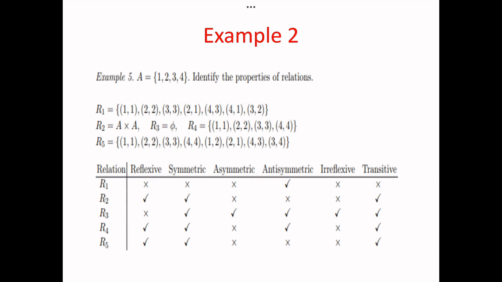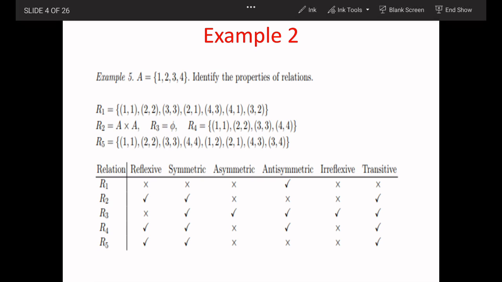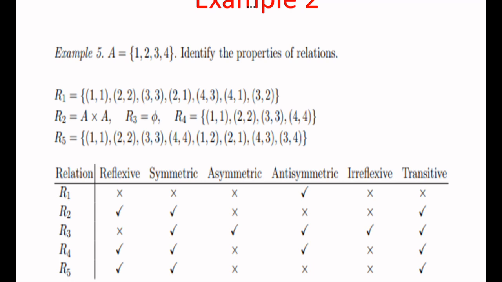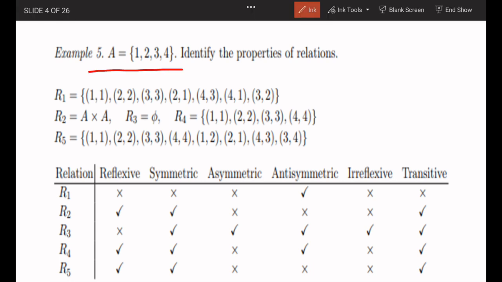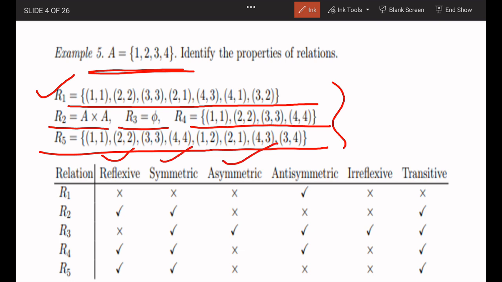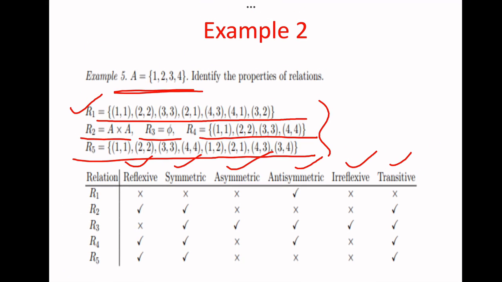Now, similarly, another example. We have solved many examples. In this example, A has a total of 4 elements: 1, 2, 3, 4. Suppose R1 is equal to {(1,1), (2,2), (3,3), (2,1), (4,3), (4,1), (3,2)}, R2 is equal to A cross A, R3 is equal to ∅, and R4 and R5 are as shown. I am asking which one is reflexive, symmetric, antisymmetric, asymmetric, irreflexive and transitive. One by one you have to solve everything.